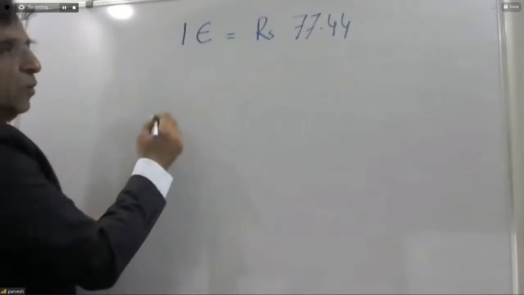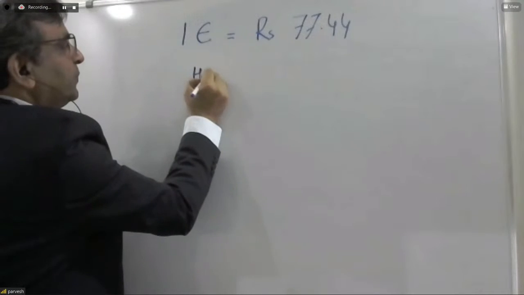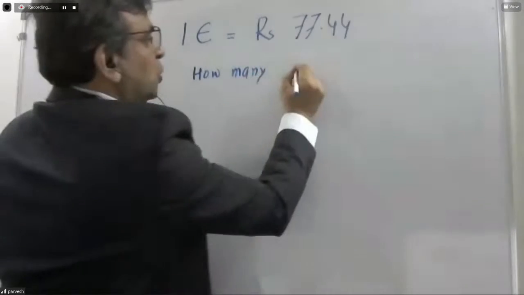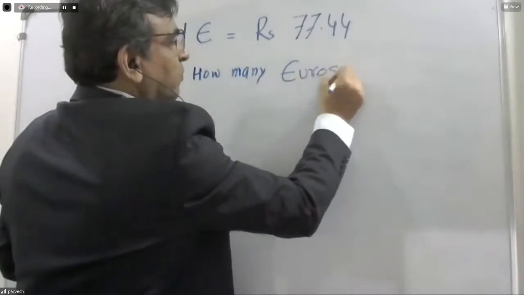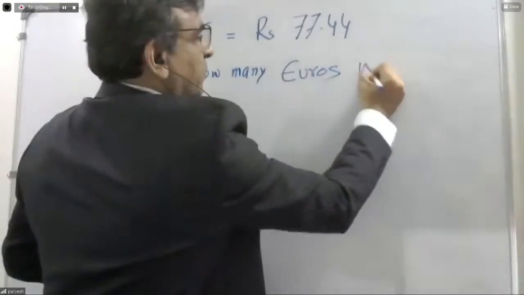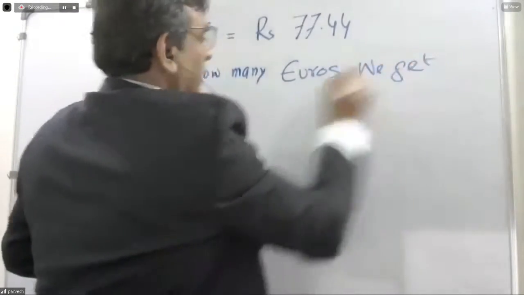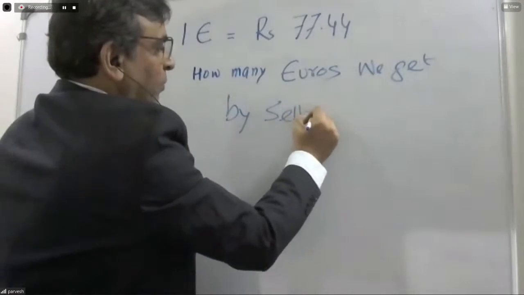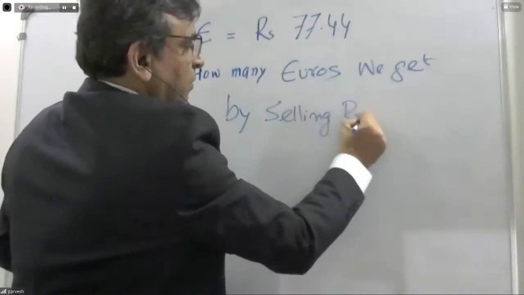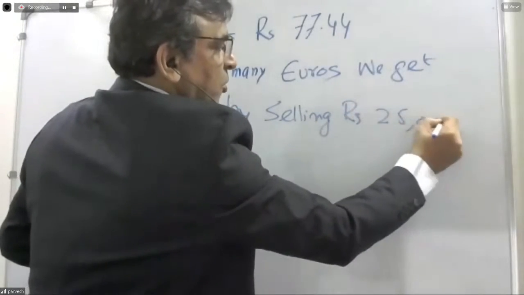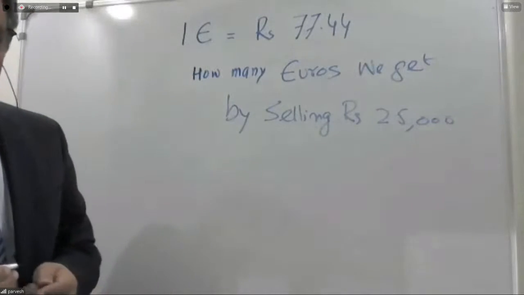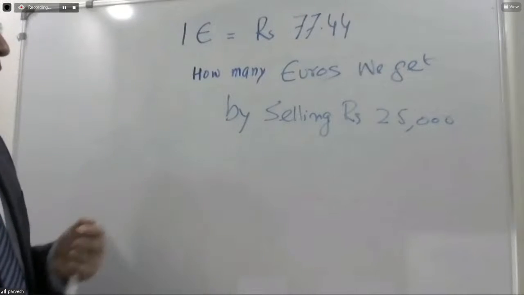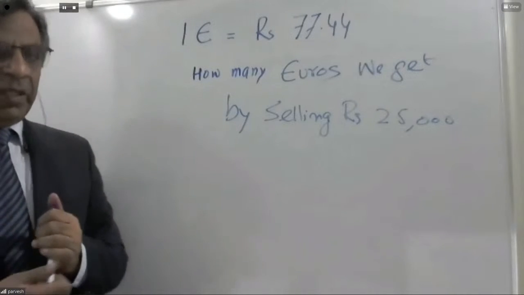Okay. So how many euros we get by selling rupees 25,000. Okay. So please solve, and then we'll move on to a little bit difficult ones. Okay. We'll do some more concept and then move on to the difficult ones.